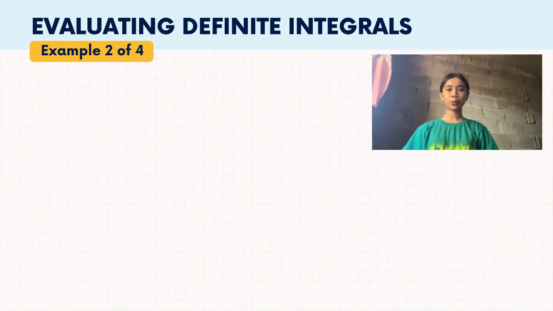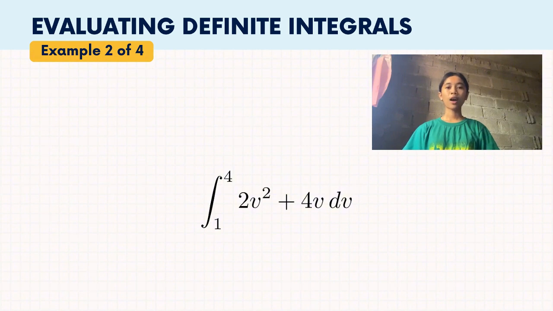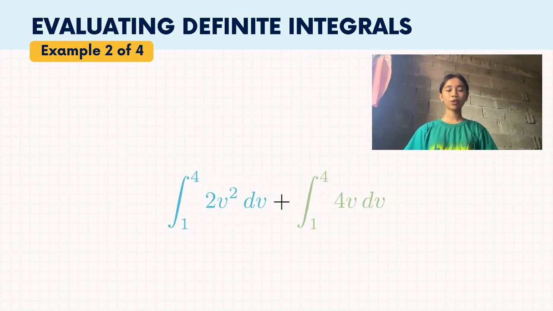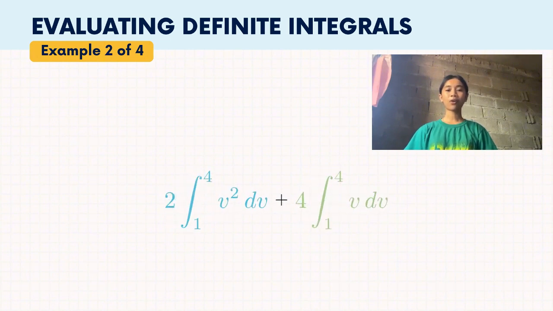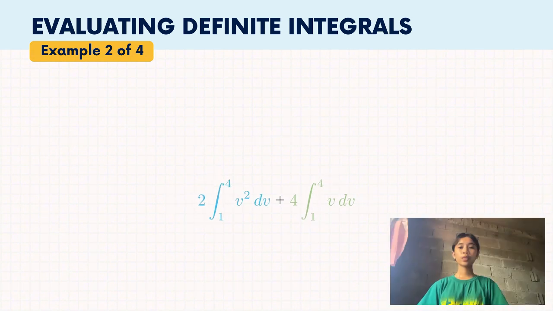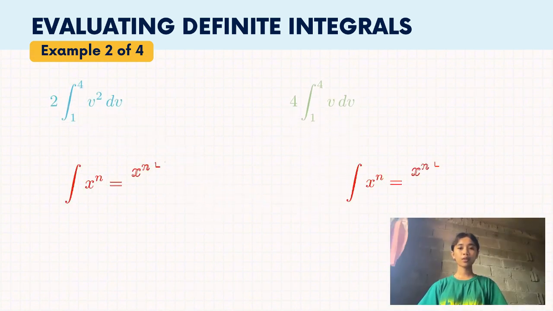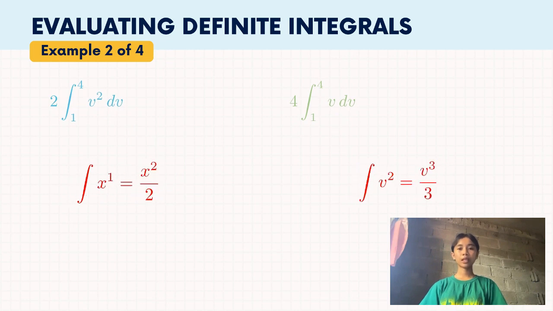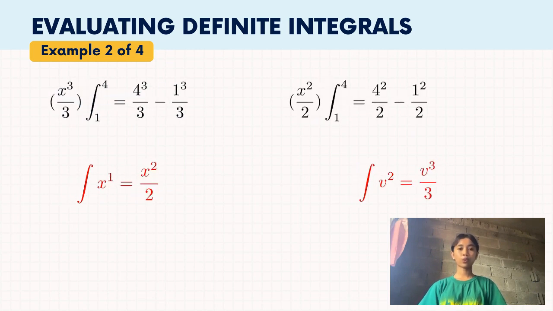For example 2, we have the function 2v squared plus 4v that we're going to evaluate from 1 to 4. Our solving process will be the same as what we did earlier. First, let's use the sum and difference property to break apart 2v squared and 4v. And let's put the constants outside the integral to simplify our integral. Using the power rule for both functions, v squared will be v raised to the power of 3 over 3 and v is v squared over 2.